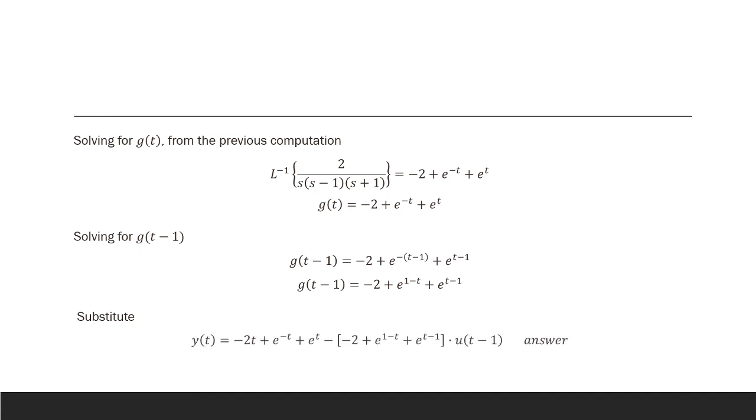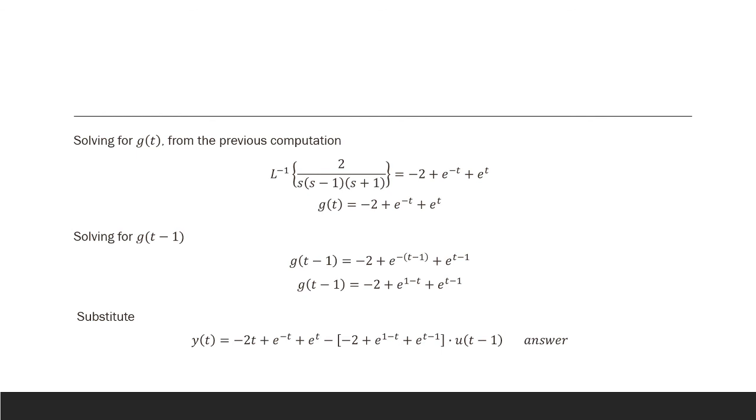We substitute this. We now have our final answer, and that is y of t is equal to negative 2 plus e raised to negative t plus e raised to t, minus negative 2 plus e raised to 1 minus t plus e raised to t minus 1, times u of t minus 1. So that is now our particular solution. Yan. So that is it for this chapter.